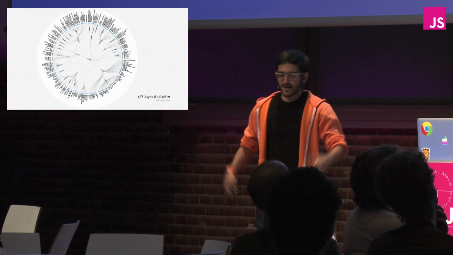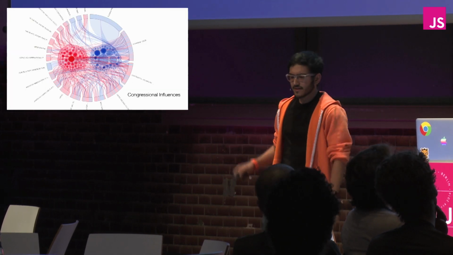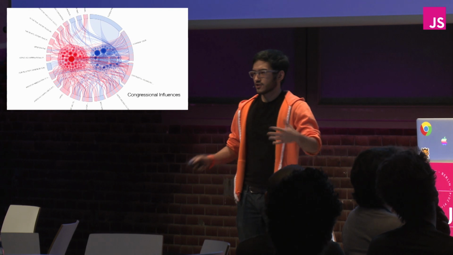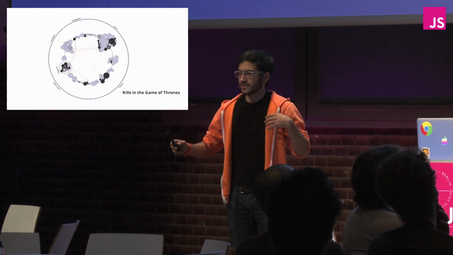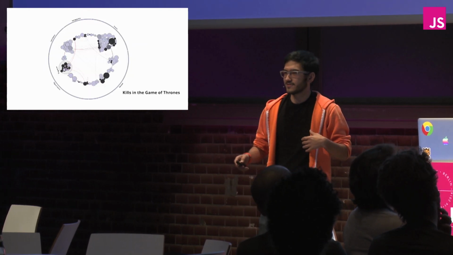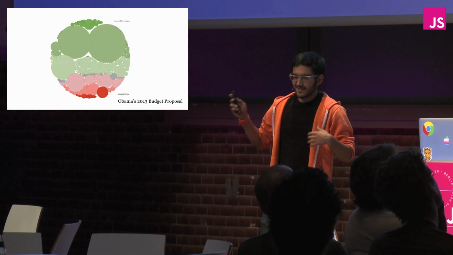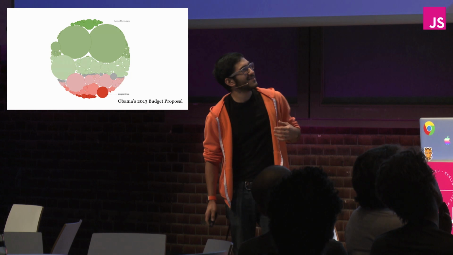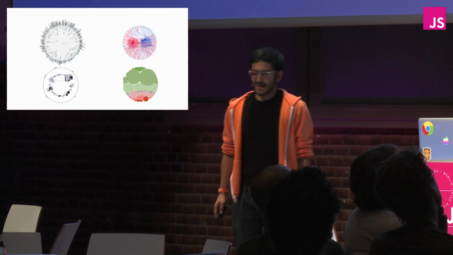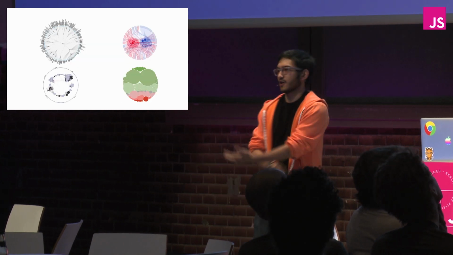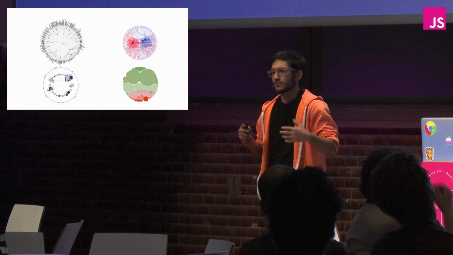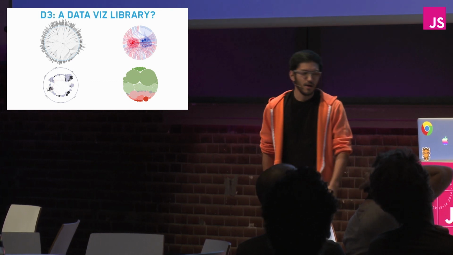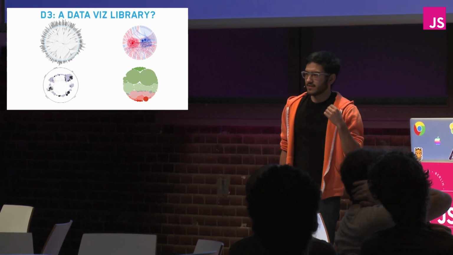And you look some more, and you find there's some crazy cluster layout. There's this thing of congressional influences. There's who's killing whom in Game of Thrones. And is that Obama's budget dressed up as the planet Jupiter? So something else is happening here. D3 is not just a charting library. It's doing sort of general data visualizations. But what does that really mean in practice?